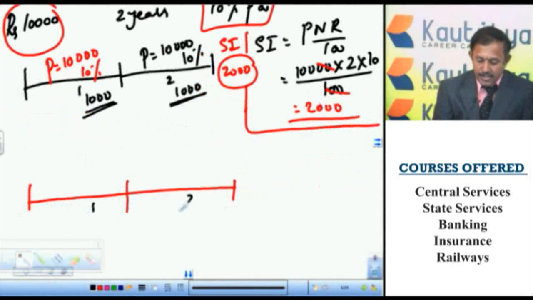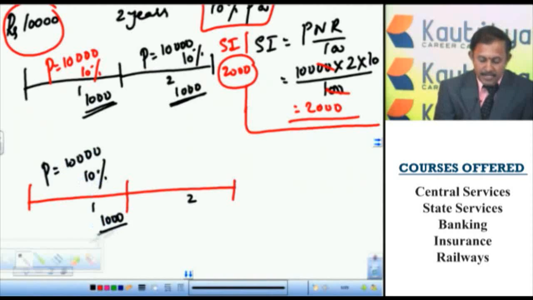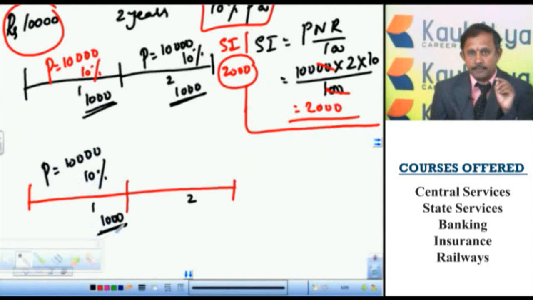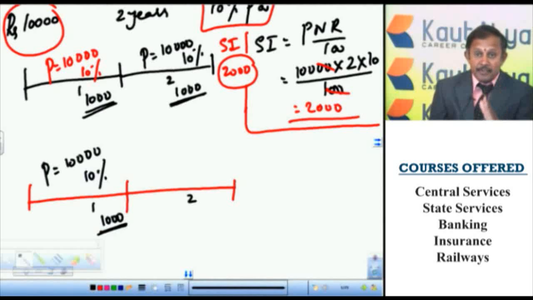And coming to the concept of compound interest, here the time period is given as 2 years. First year, second year. And the principal is 10,000 rupees. On 10,000 we can charge 10%. So therefore 1,000 rupees can be obtained as interest at the end of the first year. But as per the compound interest concept, we have to settle the previous account at the end of the stipulated time.